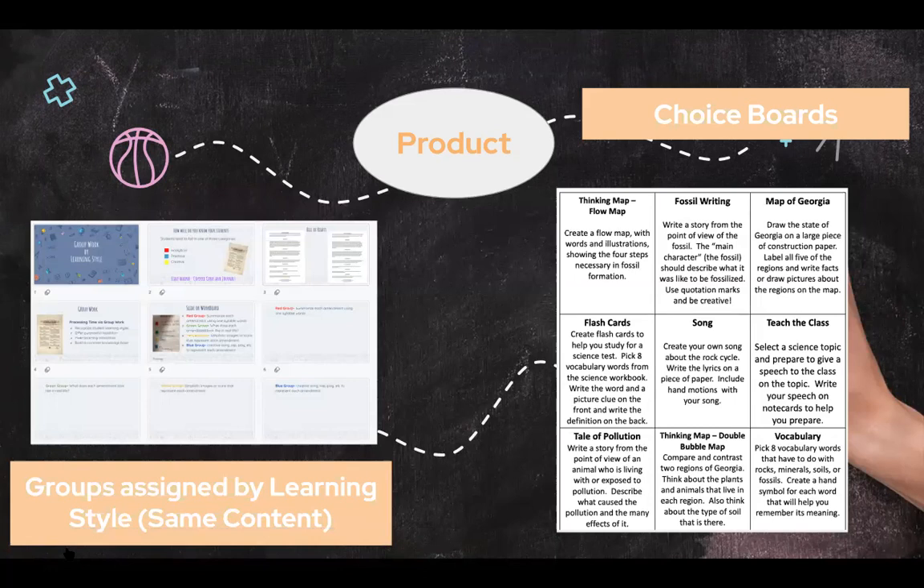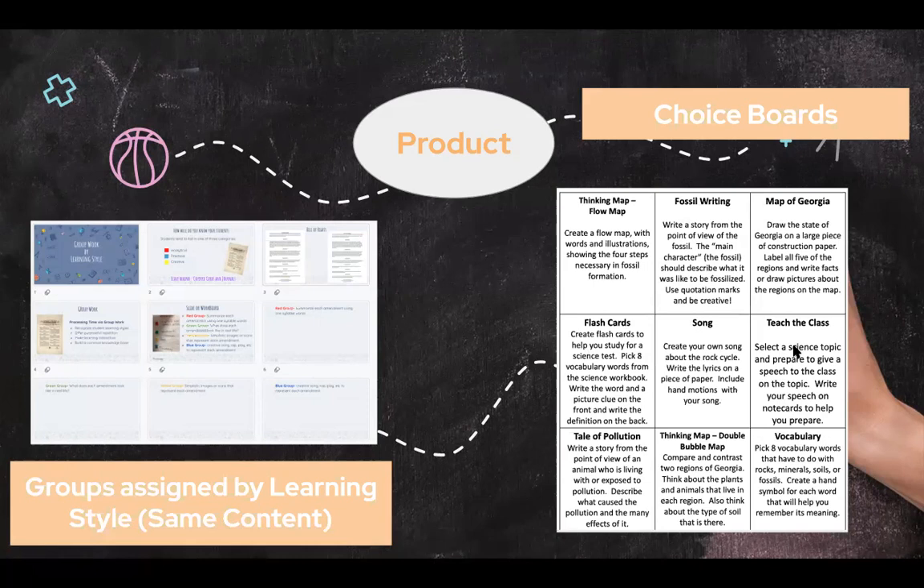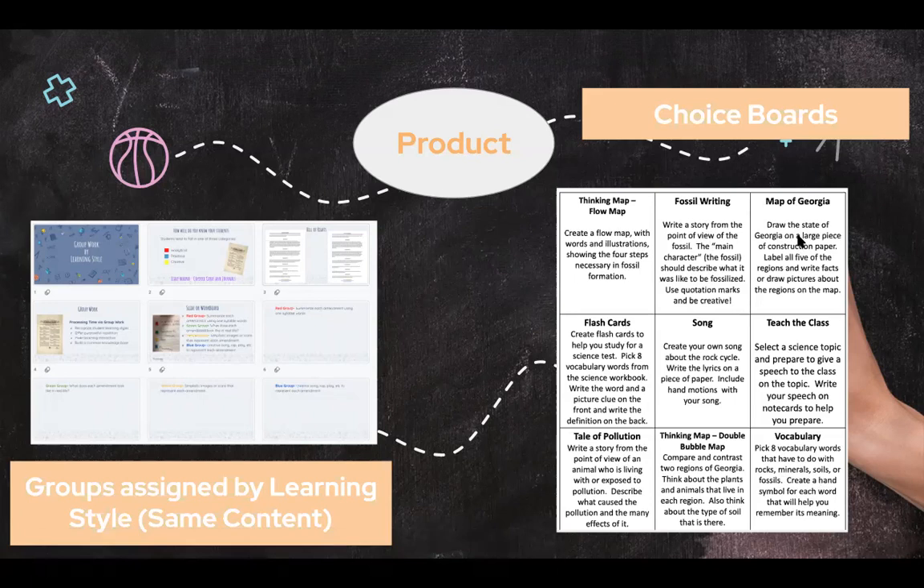You can see choice boards is probably nothing very new to you. In this particular example, this is a science example, and the products are offered here. So students can create a song, they can create flashcards, they can choose to prepare a lesson and teach the class. They can choose 8 vocabulary words and create a hand symbol for each, a story, flow map, again, another story, a drawing.